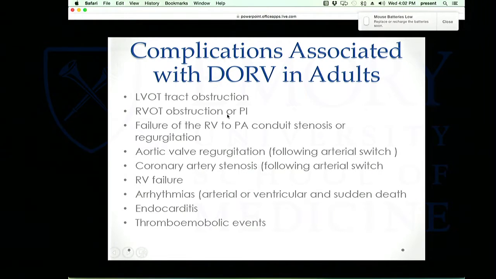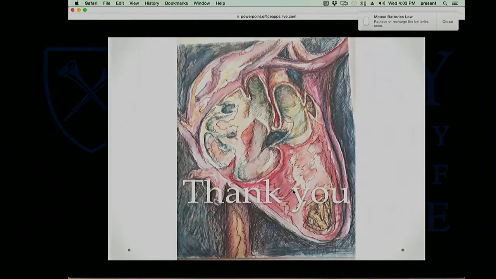And then for the right ventricle outflow tract obstruction and PI, which of the types would you think we'd have to follow that for? Yep. And then let's see, what about coronary artery stenosis? I always wrote it in there, arterial switch. And then which one would you watch a little bit more for the arrhythmias, especially the ventricular arrhythmias, if their QRS duration was greater than 180? What type? Good. Okay. So, thank you.